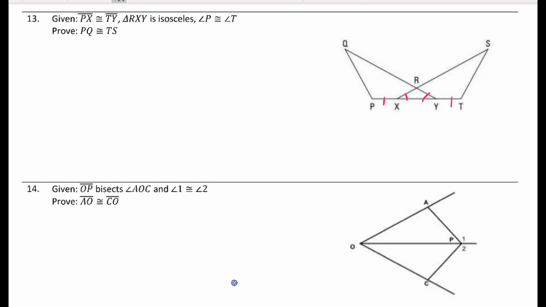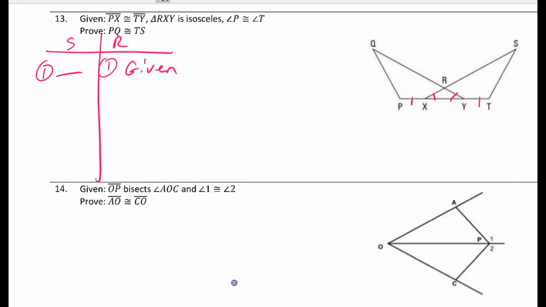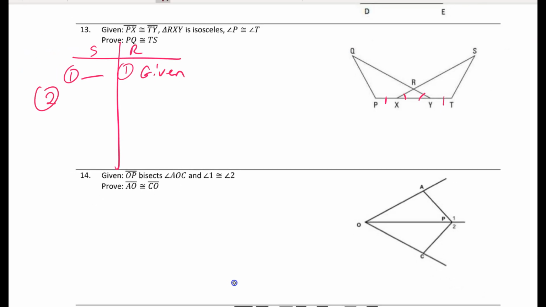Alright, so I've marked up my picture. Again, I'm going to start my proof. Number 1, always whatever they give you. Make sure you list everything. For number 2, I'm going to state that angle SXT is congruent to angle QYP. So that's those 2 little angles right there. The reason I'm saying that is because an isosceles triangle has 2 congruent base angles.